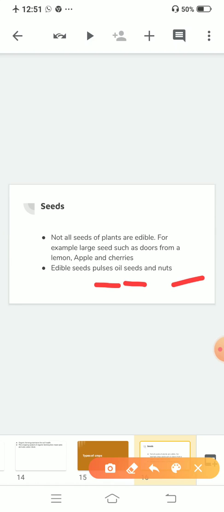Okay, which types of seeds can we not eat? Lemon seed, apple seed, cherry seed. These are all poisonous. But we can eat pulses, oil seeds and nuts. These are also types of seeds which we can eat easily. Clear? I am reading once more. Not all the seeds of plants are edible. For example, large seeds such as those from a lemon, cherries, apples. And edible seeds include pulses, oil seeds and nuts. Nuts means dry foods. Clear?